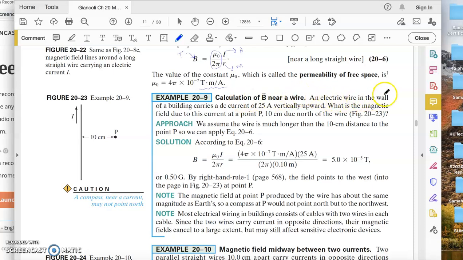An electric wire in the wall of a building carries a direct current of 25 amperes vertically upward. So this is the direction of the current. What is the magnitude of the magnetic field due to this current at point B, 10 centimeters from the current?